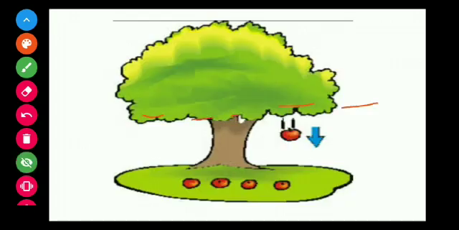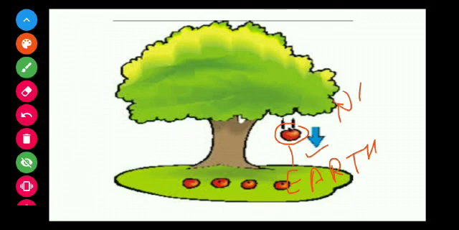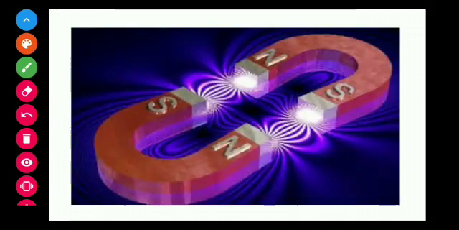Your second is non-contact force, and this is an example of non-contact force, because there is a force between the earth and the apple, but there is no contact between the apple and the earth. Such a type of force is non-contact force. Second example, this is magnetic force. There is a force of attraction between North Pole and South Pole, but there is no contact between North and South. This is also an example of non-contact force.